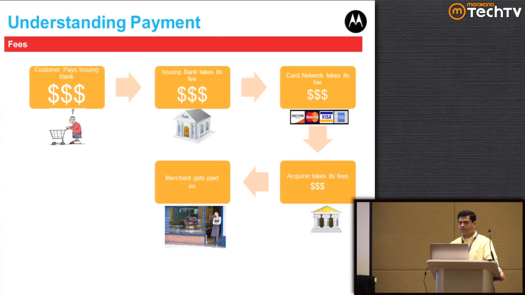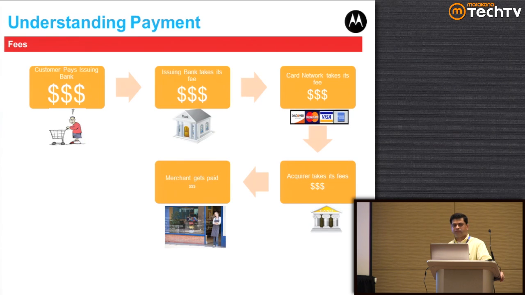And there are some fees involved in here, obviously. The customer pays. At the end of the month, you get a big, thick bill, right? And you pay the issuing bank, your Chase and Bank of America and all of them. They take a cut out of that. And then the card network, American Express and Discover, MasterCard, Visa, they take a cut from the money you paid.